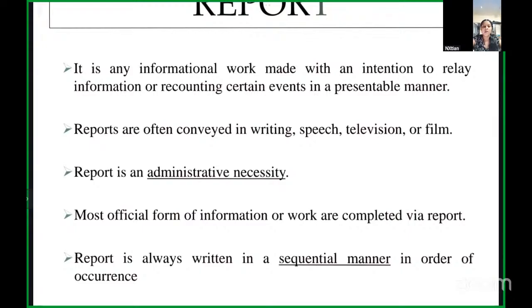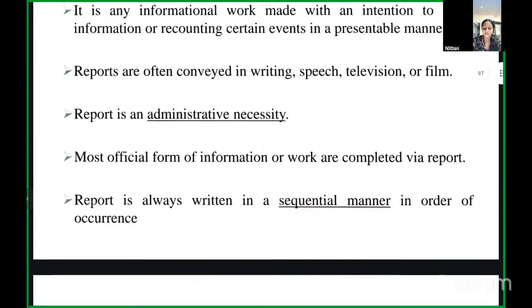Number two is to relay information. Suppose I have recently found out some information about a new animal species. I can write a report on that, to relay information, to give out information. So that is the purpose of report writing.